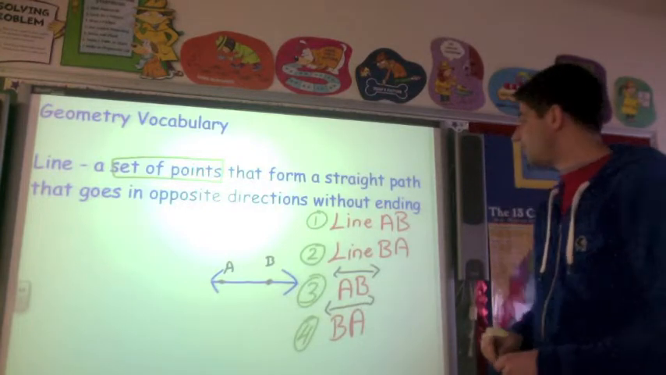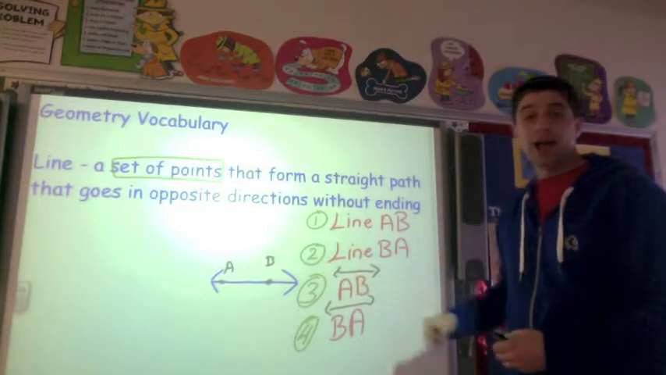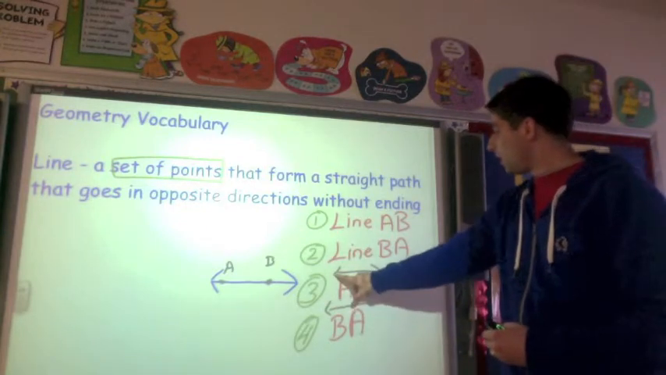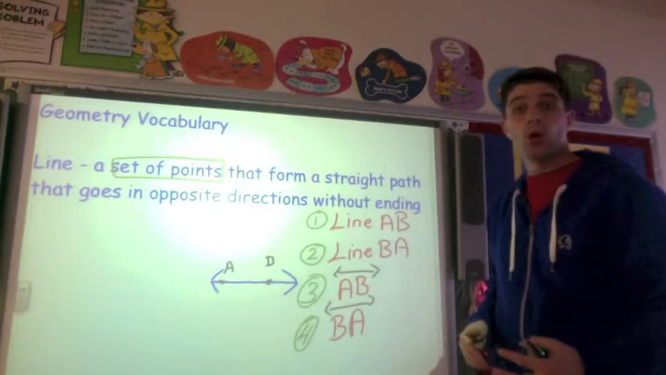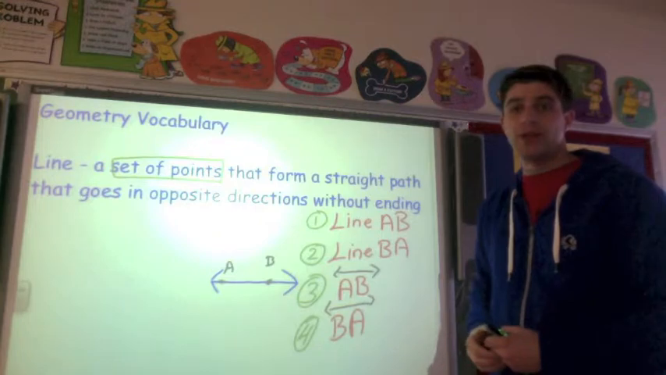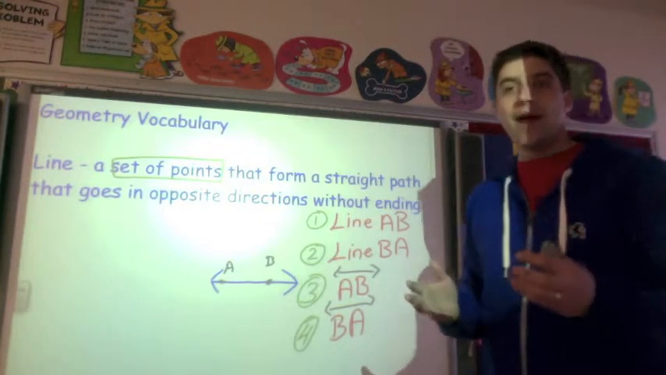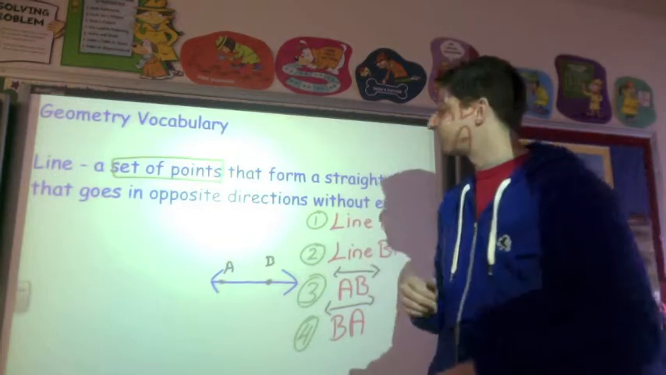There are two more ways too. We can write the letters AB, and then on top of it, we can make the line with the arrows on both ends. Or, if you don't like AB, we could write BA and do the same thing on top. It doesn't matter if we call it line AB or line BA, it's the same thing.